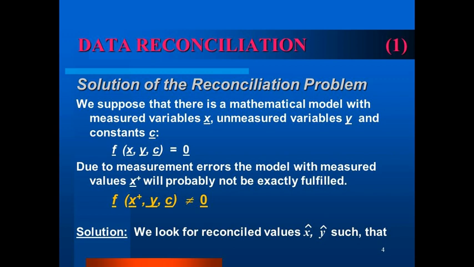If we collect values of measured variables, in a redundant system the equations will probably not be zeroed. The reason is that measured values are a little bit corrupted by measurement errors. Now we look for the new reconciled values satisfying the model. There are variables x and y with roofs fulfilling the model exactly.